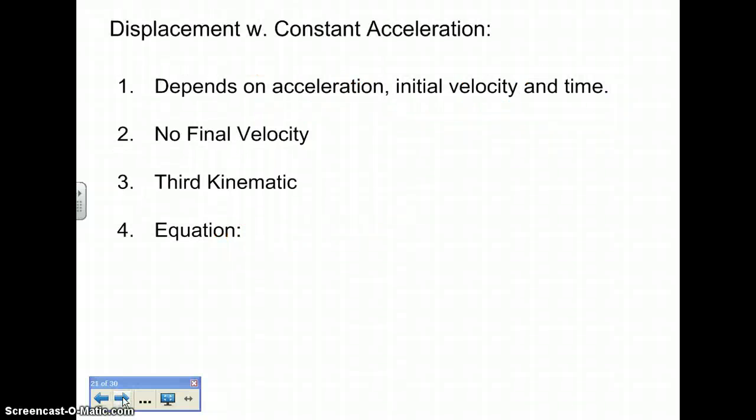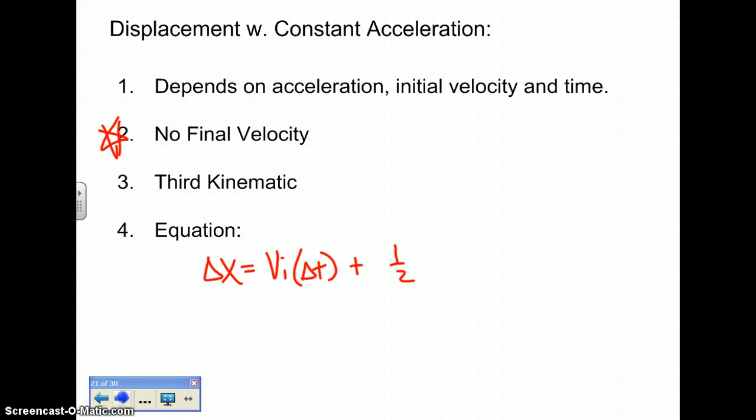Our third kinematic is listed the same as our first, but it is different. The difference is there is no final velocity written here. So there's no VF. There is a VI, but there is no VF. Personally, this is the one that you're going to use and use and use some more. This equation is delta x equals VI times delta t plus 1/2 A times delta t squared.